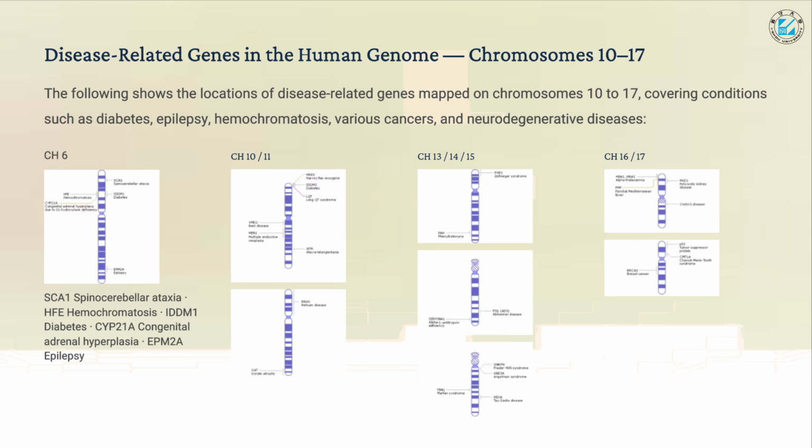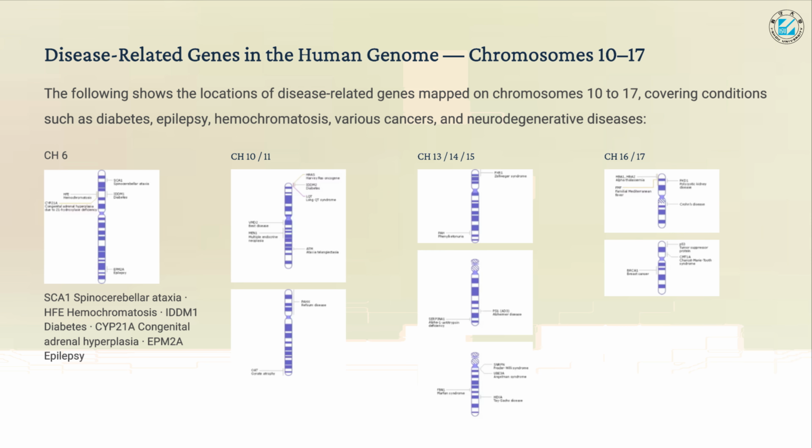This slide continues the mapping of disease-related genes on chromosomes 10 to 17. These chromosomes include genes related to metabolic disease, neurological disease, endocrine disorders, and cancer. For example, chromosome 6 contains genes associated with spinocerebellar ataxia, hemochromatosis, diabetes, congenital adrenal hyperplasia, and epilepsy. Other chromosomes in this range contain important cancer-related genes and genes involved in inherited syndromes.